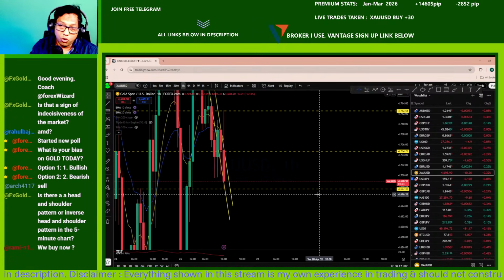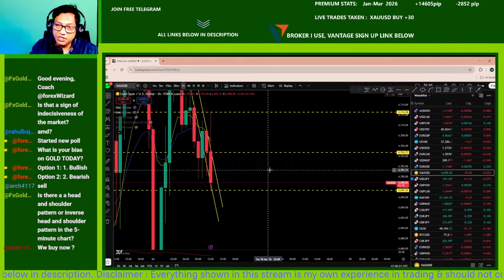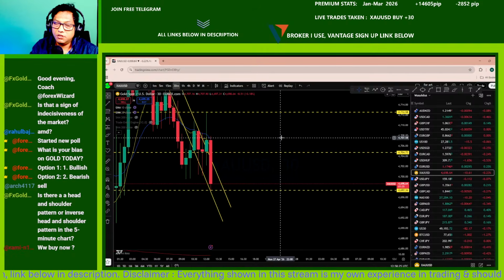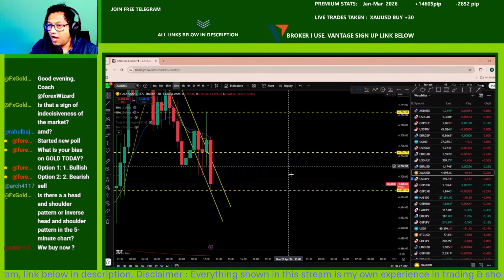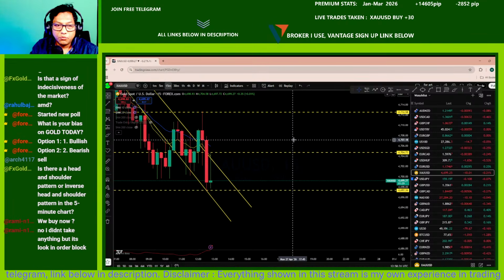Though it's on a support, if you look at this 1 hour candle, this is a pretty large red candle that you can see has formed. And after such a big candlestick pattern formation, no, I don't take anything, but it looks like an order block.